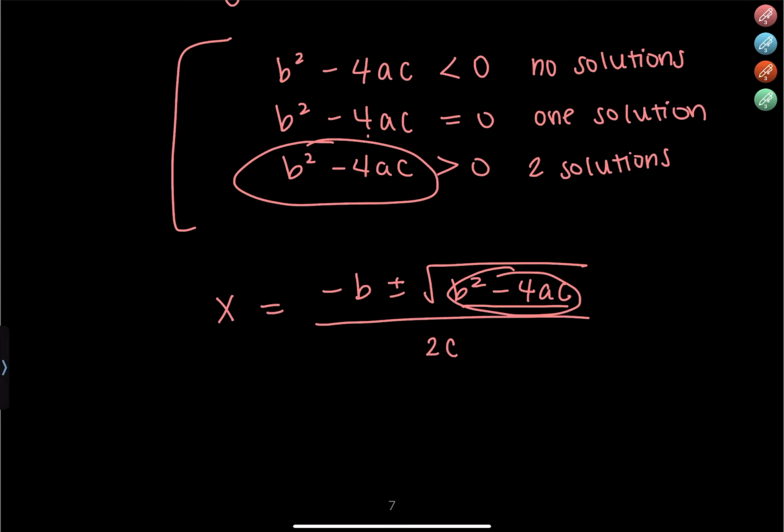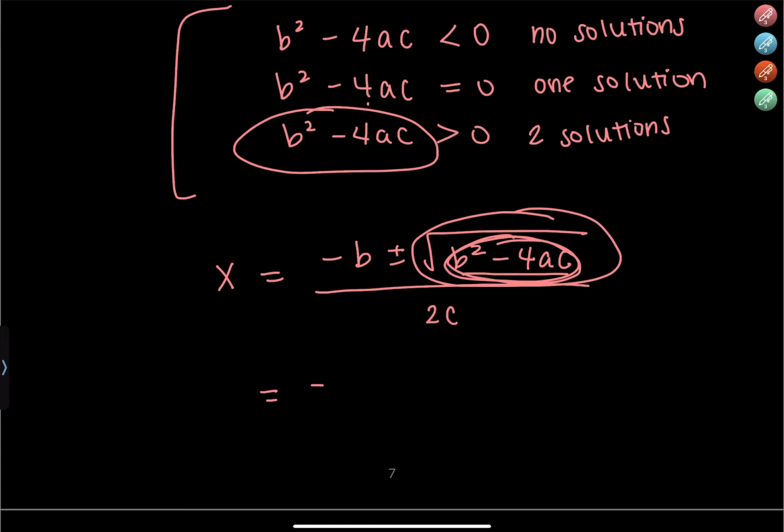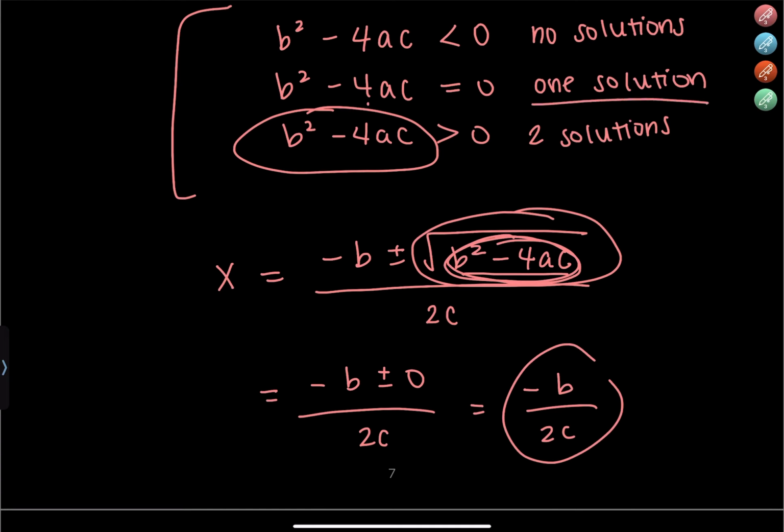And then what if you have b squared minus 4ac equal to 0? So if this is equal to 0 inside, then the whole thing's equal to 0. So then you would end up with negative b plus or minus 0 over 2a, which would equal negative b over 2a. So you would only get one answer, right? One true answer.